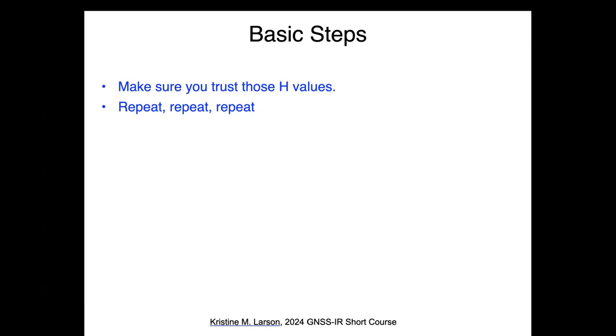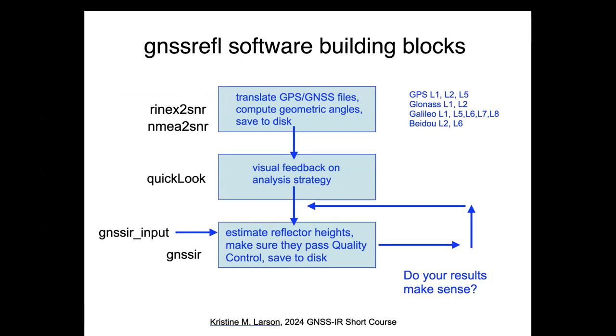So the building blocks of the code, if I had to pick three, this would be it. The first one is to translate the RINEX files, the GNSS files. When I say geometric angles here, I mean elevation angle and azimuth. A RINEX file does not have those. You'll notice I've added here NMEA to SNR because that code does exist, but I personally do not trust the azimuth and elevation angles in those files, and I don't think you should either. So we recompute those in this module. These are, again, the four constellations we support.